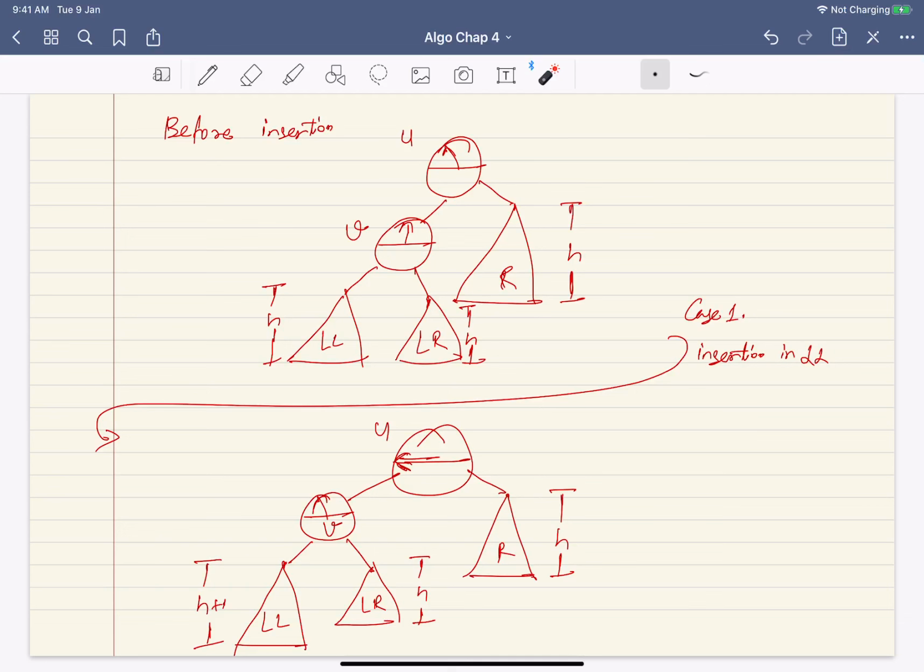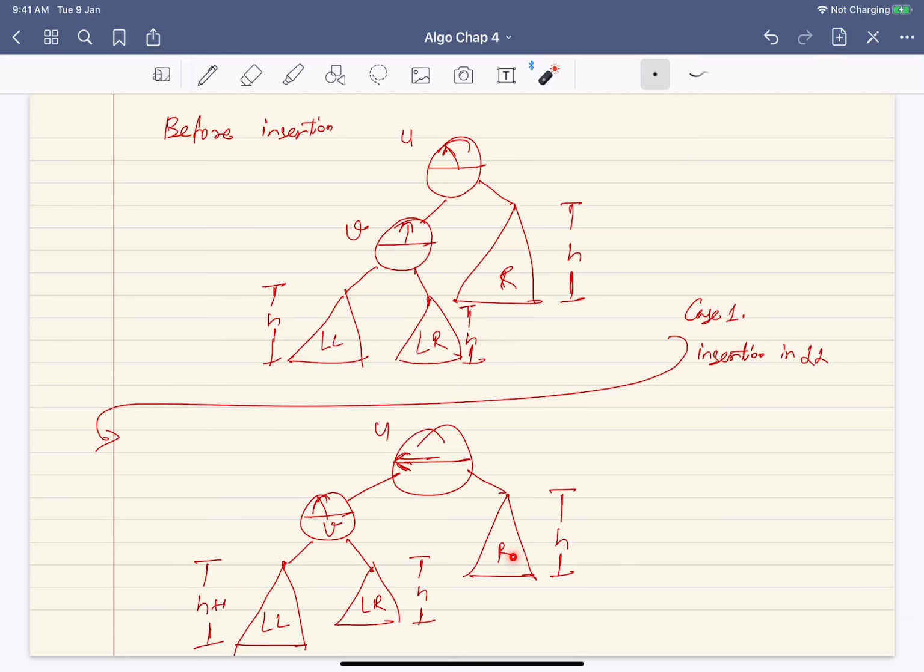Now what should we do in that case? Here we can do something interesting, something called rotations. We can rotate this structure such that V comes up to the position of U, and U becomes the right child of V. The subtrees LL, LR and R are placed accordingly.